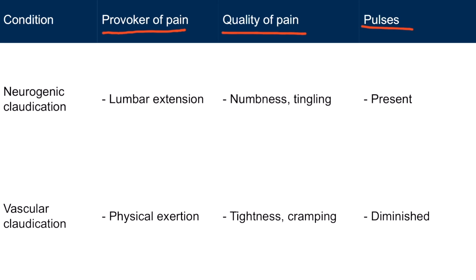In patients with vascular claudication, the pain comes on when the patient is physically exerting themselves, such as when going for a long walk or climbing stairs. This pain is more of a tightness or cramping sensation, often in the calf. Importantly, the pulses will often be diminished as a result of decreased blood flow through the stenotic vessel.